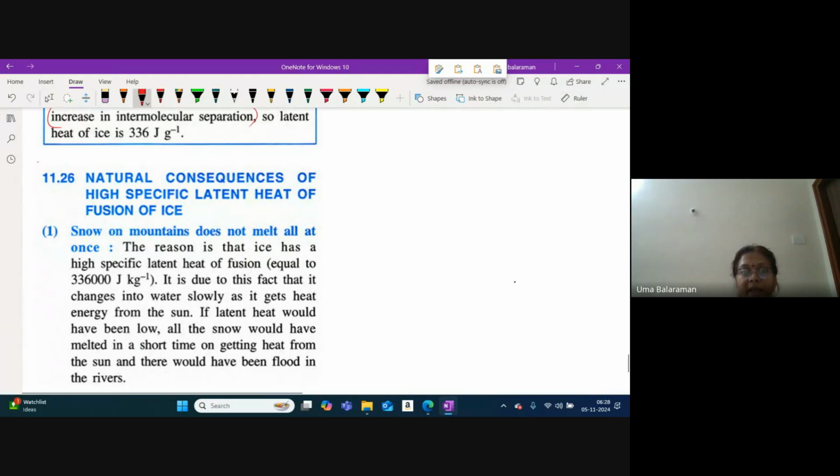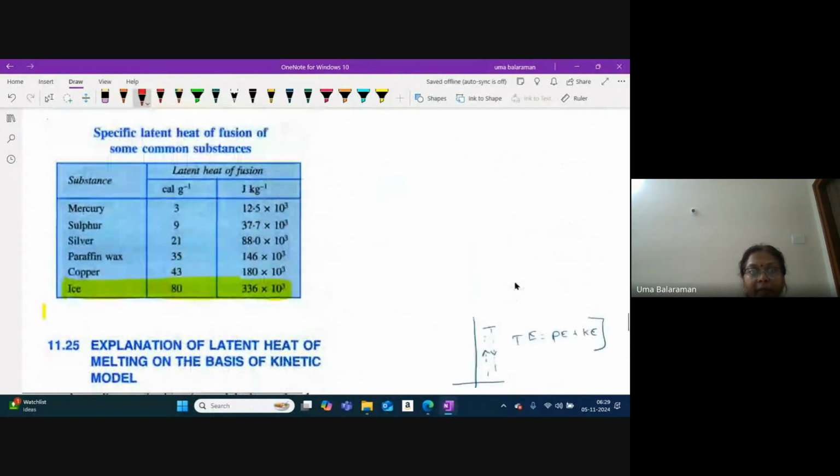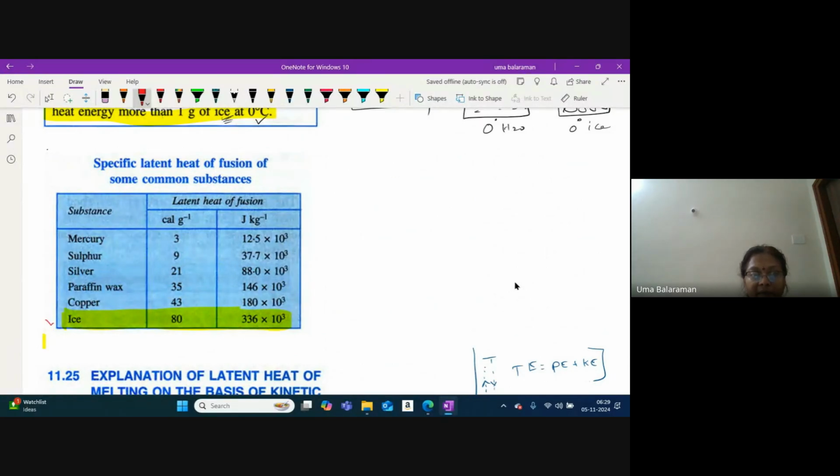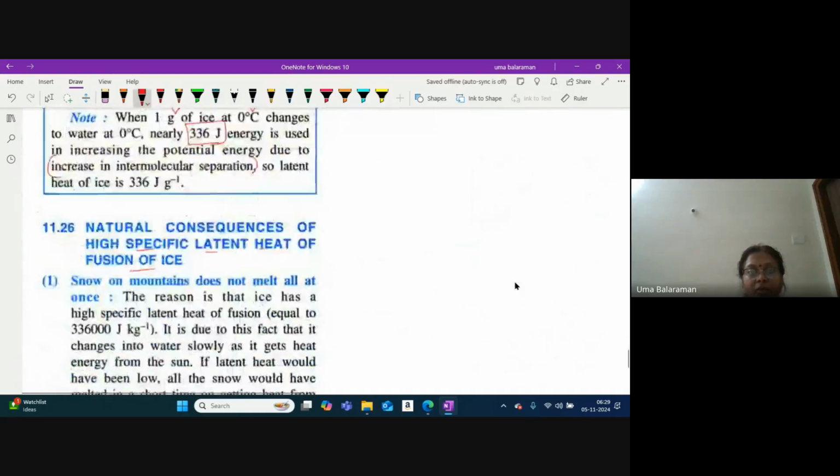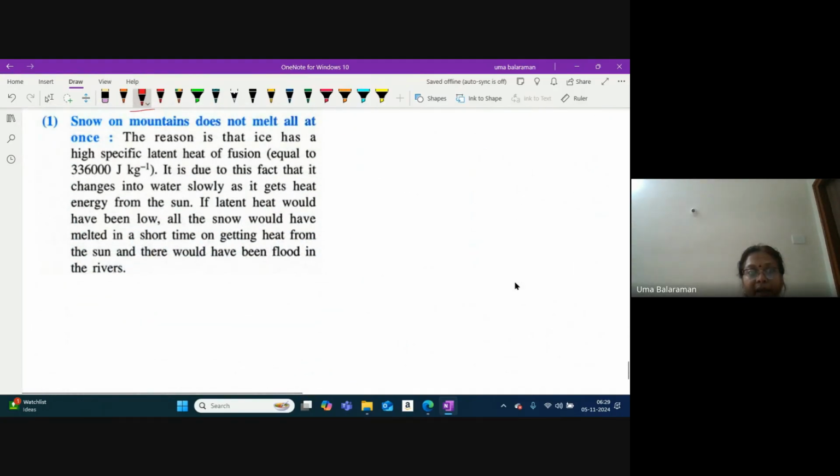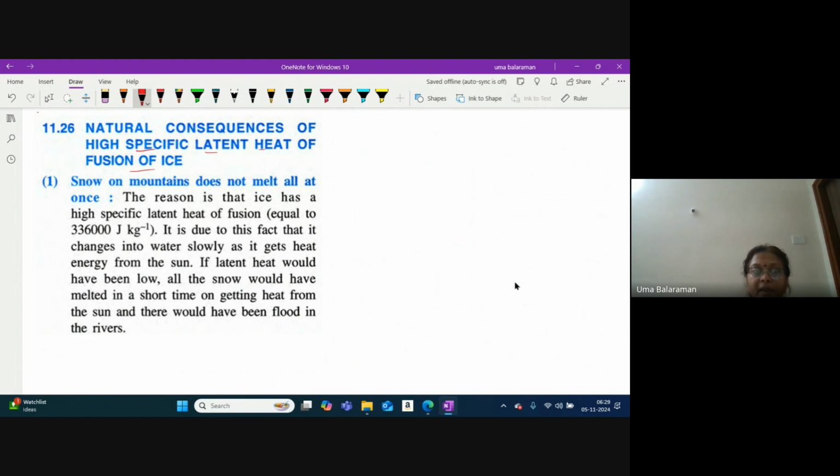All these are easy natural consequences of the high specific latent heat of fusion of ice. We saw that in the table, water is at the end. Everything else is only 12.5, 37.7. This is 336 into 1000. So why is it really high and what is the effect of it?